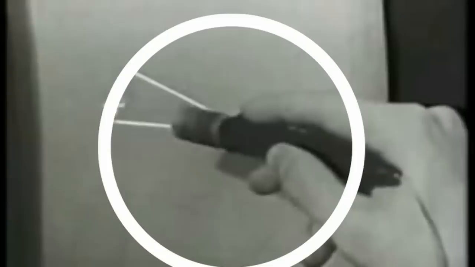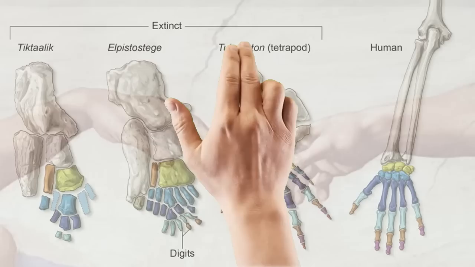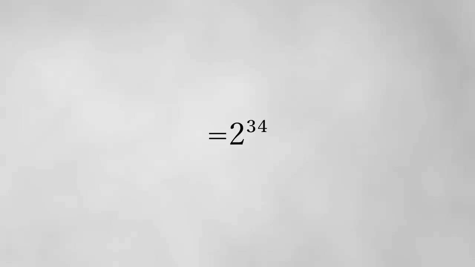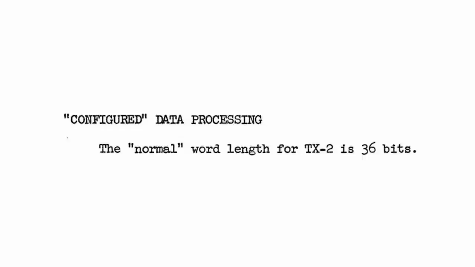Because the tiktaalik crawled out of the ocean, therefore humans have 10 fingers, therefore early mechanical calculators had 10 columns of input, which allowed for a maximum of 10-digit numbers, which may or may not have influenced the design of early mainframe computers to accommodate for 10 decimal digit precision integers. The TX2 was a 36-bit system. You might have a 64-bit, or if you're the reason why there are two Windows download links, 32-bit computer. A 36-bit computer means that data is processed 36 consecutive ones and zeros at a time.